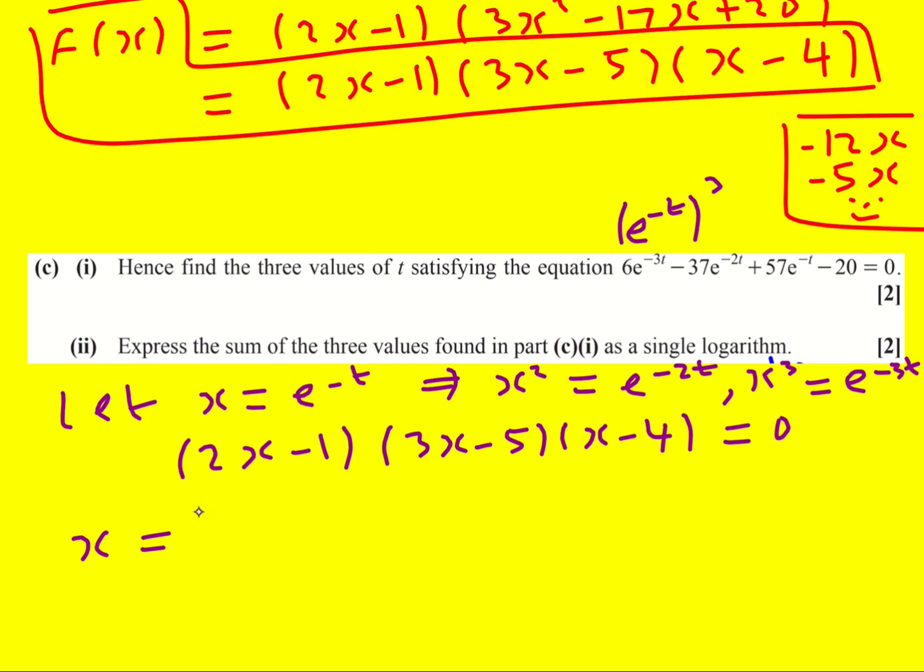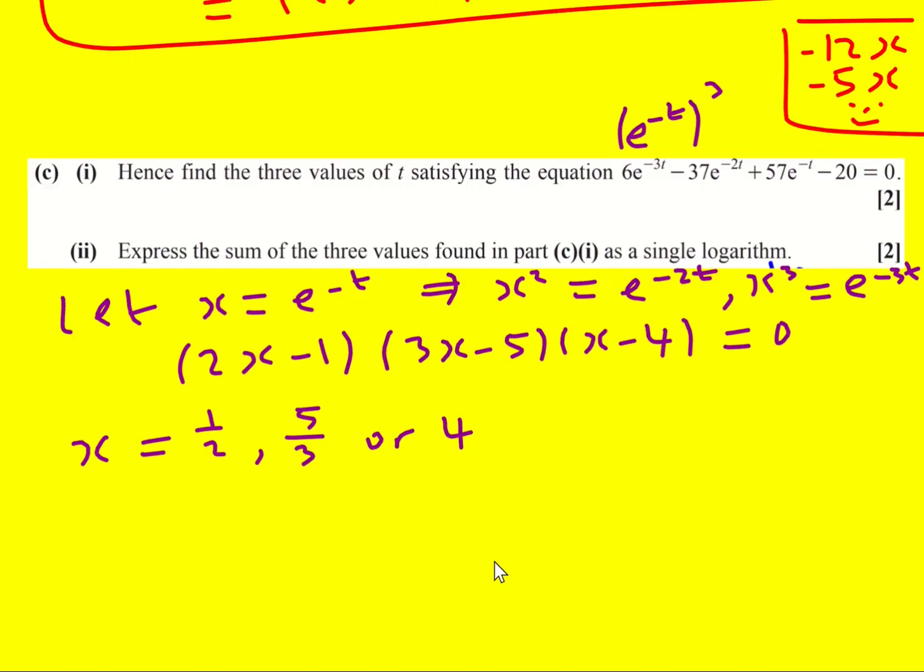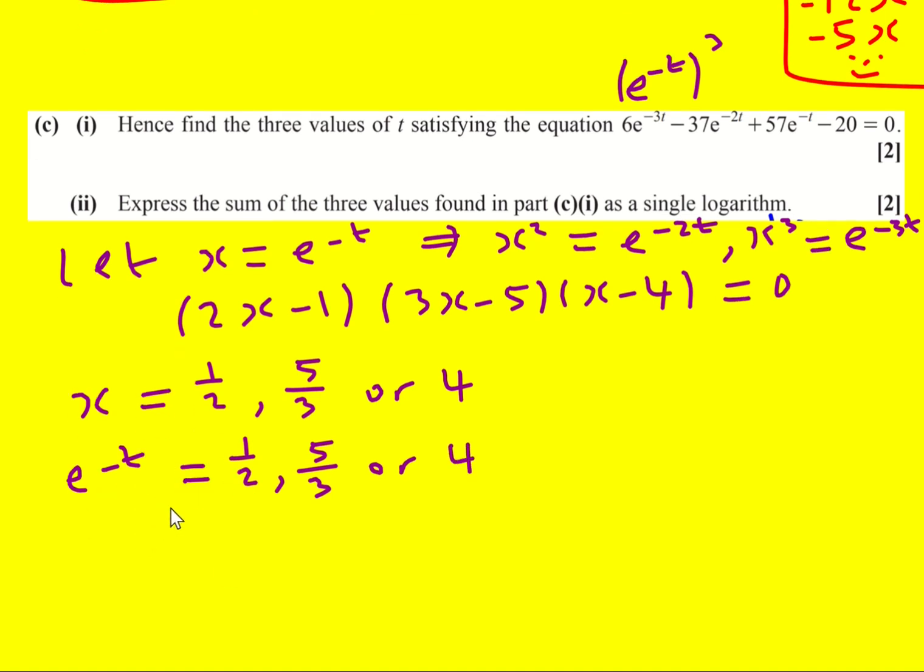So x is going to equal a half when I set this first bracket equal to 0, 5 over 3 when I set the second bracket equal to 0, or 4. And remember, now we bring back the t. e to the minus t is equal to these things, because that's what we're actually solving for. But we want what t is, so we need to undo the logs. And that's going to mean that minus t is equal to ln a half.